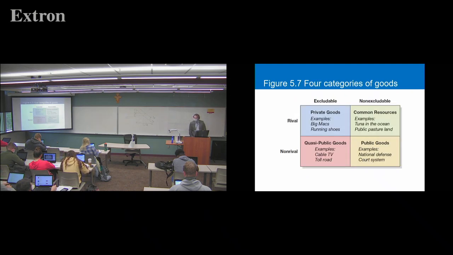So we call these private goods. So Big Mac, running shoes, products. When I use it, you can't use it, and I can prevent you from using it. Now, on the other hand, there's these things called public goods. These are the exact opposite.